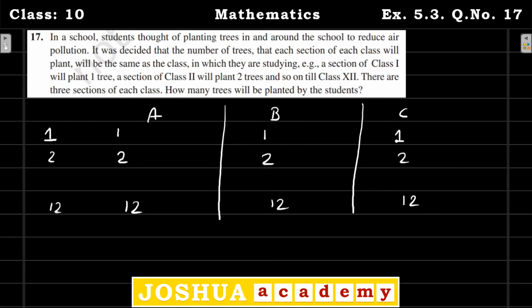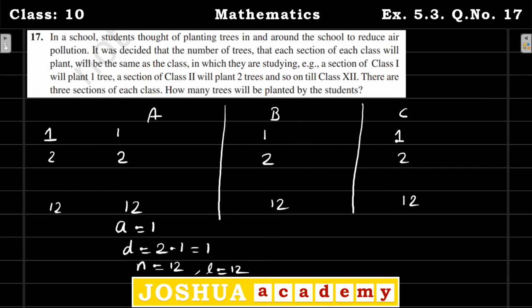Now we have to find the total trees planted by the students. If you look very closely, the first term is 1, the second term is 2, the third term is 3 and so on up to 12. Indirectly, we can say A is equal to 1, D is equal to 2 minus 1, that is also 1, and N is equal to 12. The last term, L, is equal to 12, or a_n equal to 12.